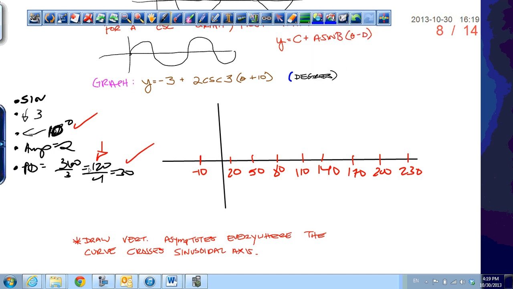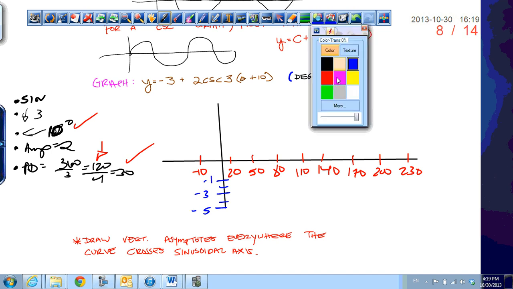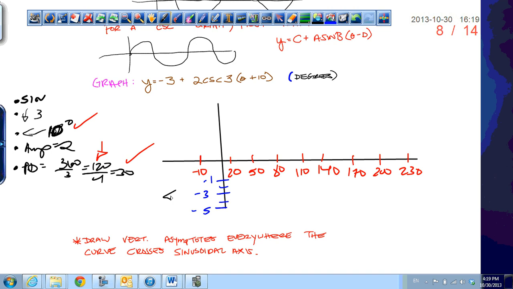Next thing is going to take care of our vertical shift, so I went down 3, 1, 2, 3, and then I'm going down 2 more and up 2 more. So that's going to be -1, -3, -5. Now remember, my sinusoidal axis is down there at -3.